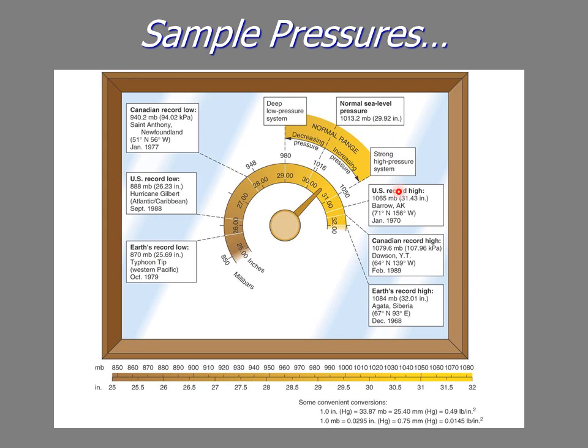The highest pressures we find on the planet are going to be in very cold regions. For the U.S. it's Barrow, Alaska. Canada is Dawson, Yukon Territory. And for the Earth, it's in Siberia. The reason why cold generates high pressure is air wants to fall onto cold things because cold isn't trying to rise at all. You don't have to fall onto cold things, but that's where you're going to have the highest high pressure.